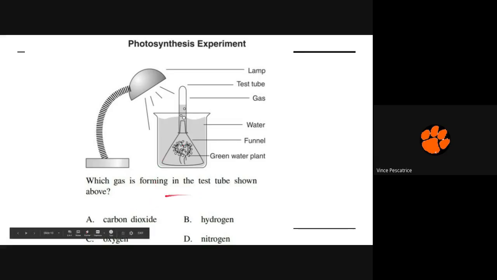So the gas in the test tube is oxygen, C. So C is the correct answer. Carbon dioxide is taken in, right? Hydrogen and nitrogen have different things to do with this. So it's oxygen, C is the correct answer.